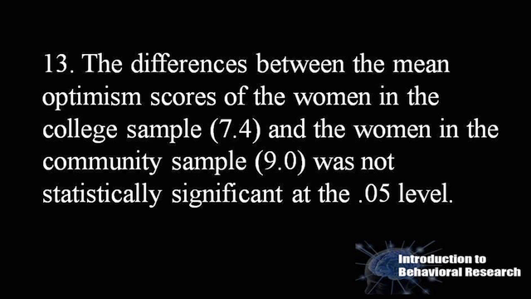All right. Number 13. The differences between the mean optimism scores of the woman in the college sample, 7.4, and the woman in the community sample, 9.0, was not statistically significant at the 0.05 level. Fact. Very good, because of the numbers.